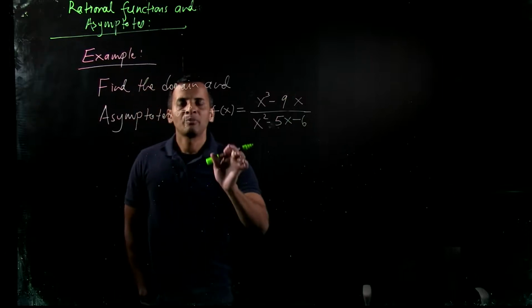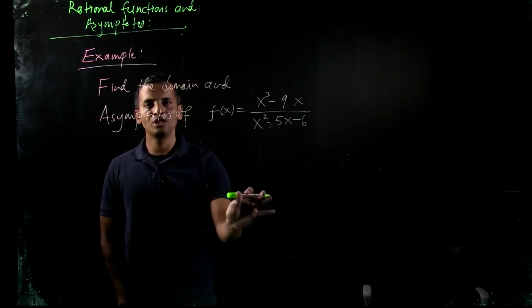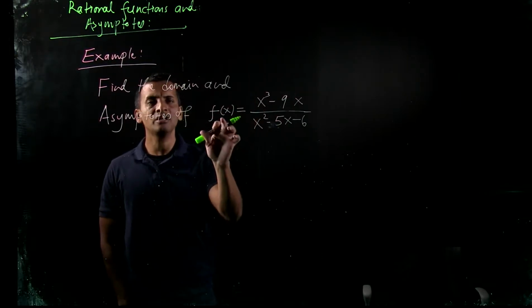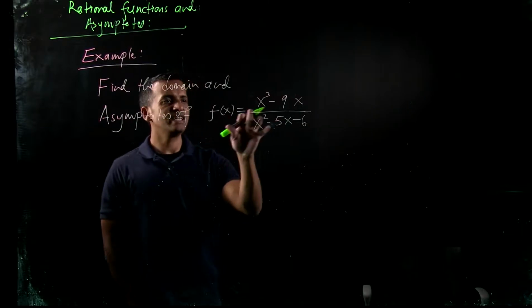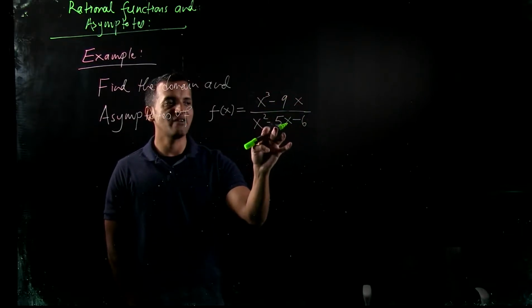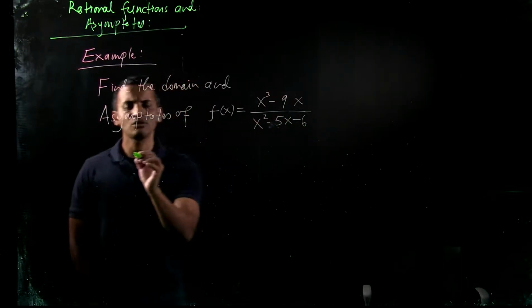Let's take one more example on finding domain and asymptotes. Asymptotes means horizontal and vertical asymptotes of a function. Okay, here the function f of x is x cubed minus 9x divided by x squared minus 5x minus 6. So first of all, let's find out the domain.